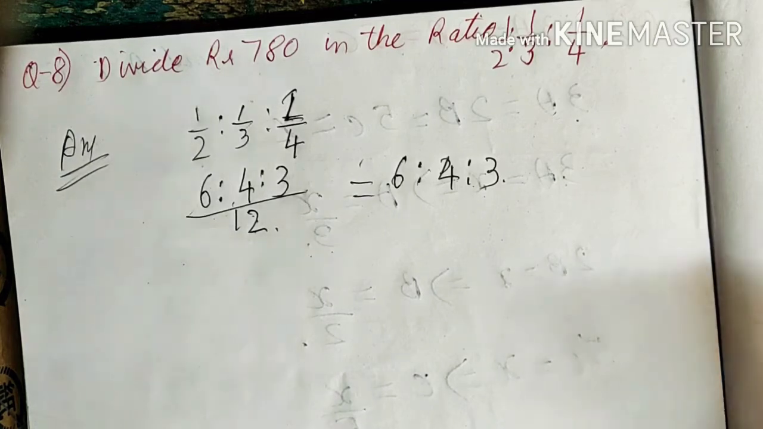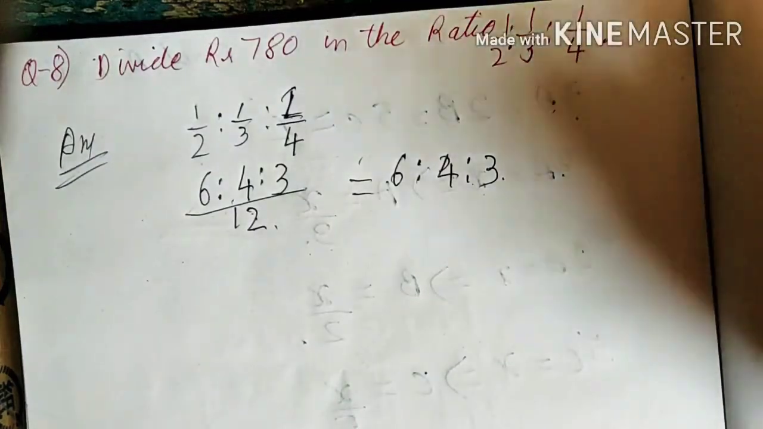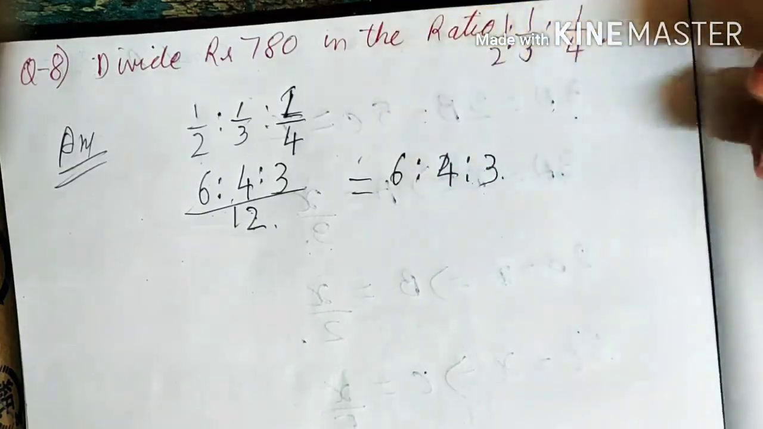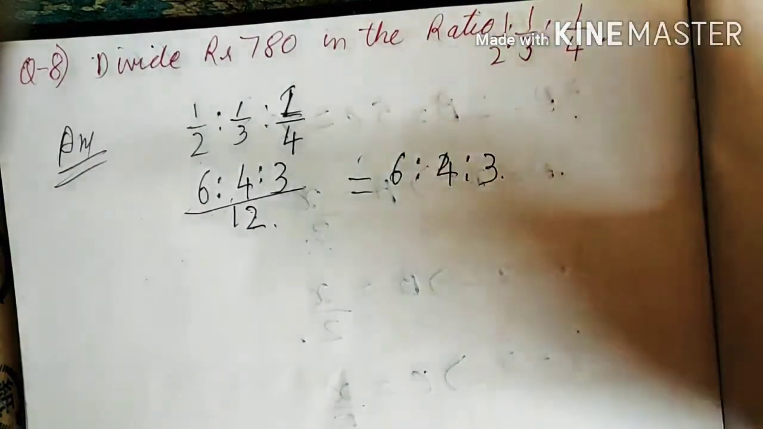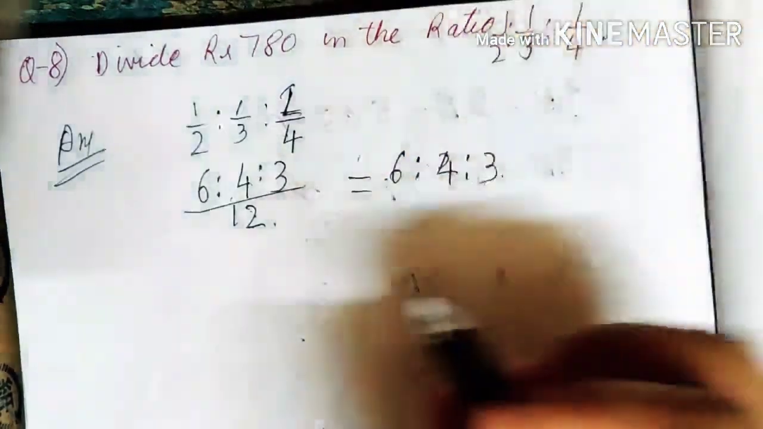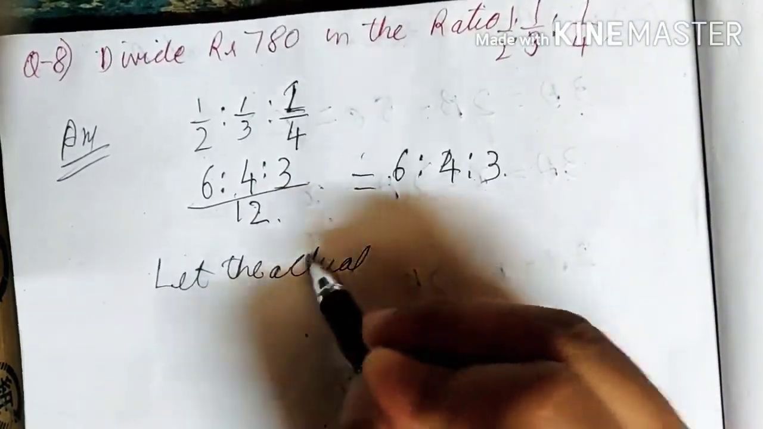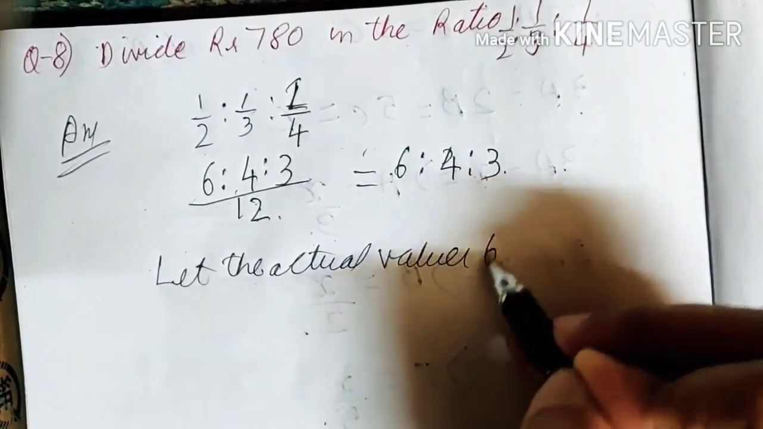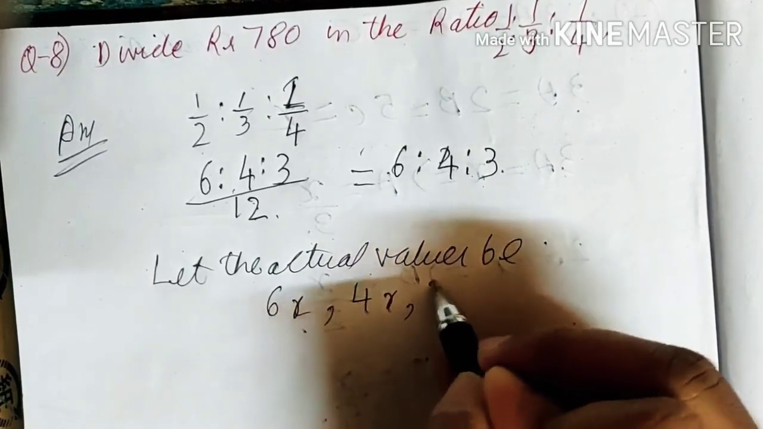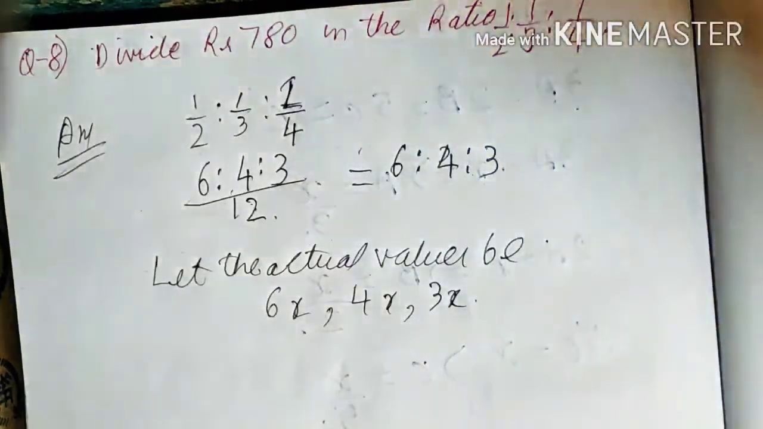We don't know the actual values into which we have divided 780. So we don't know the actual value of 6, 4 and 3. What should be multiplied with these so that we get the actual values? We don't know the actual values, so we will let the actual values be 6x, 4x, 3x. We have to multiply with the same value.